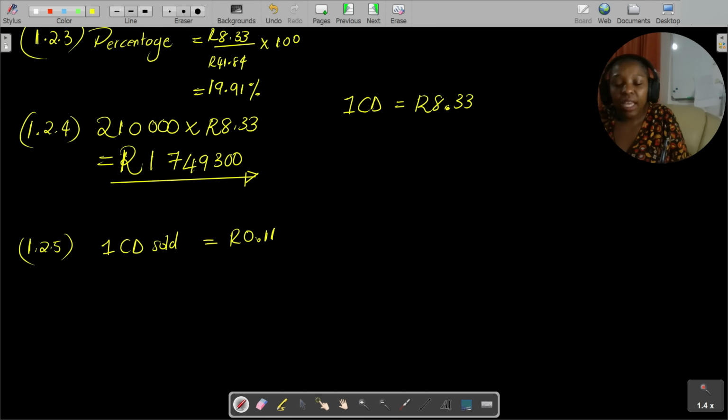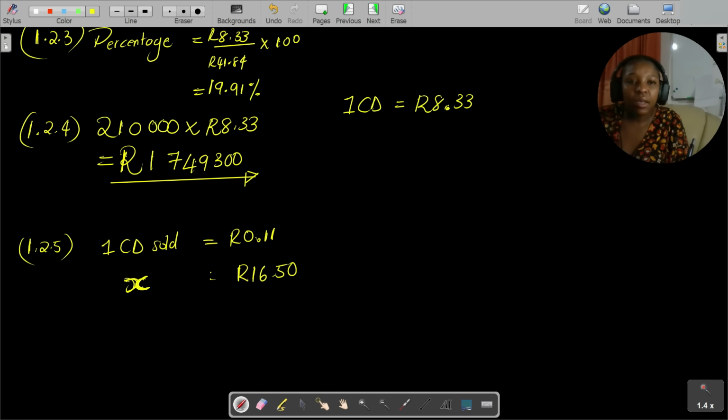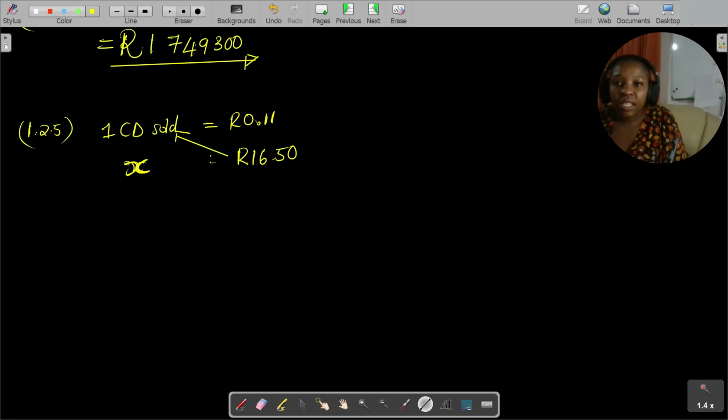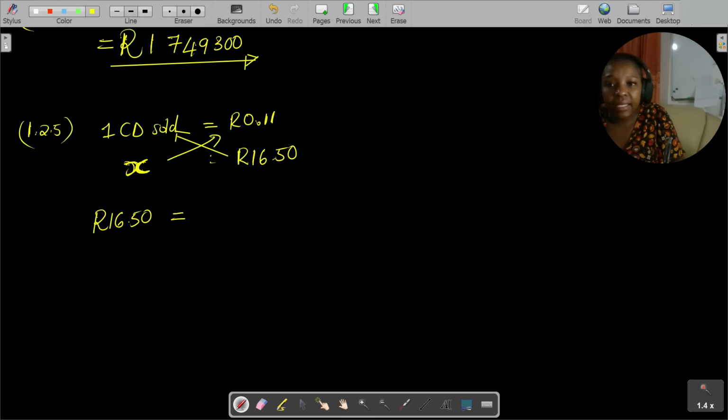So now we want to determine how many CDs must be sold for him to make 16 rand 50. We write an X for the number of CDs we're trying to determine, and 16 rand 50 for what the writer must make. Here we can just cross multiply: 16.50 multiplied by 1 is equal to x multiplied by 0.11.